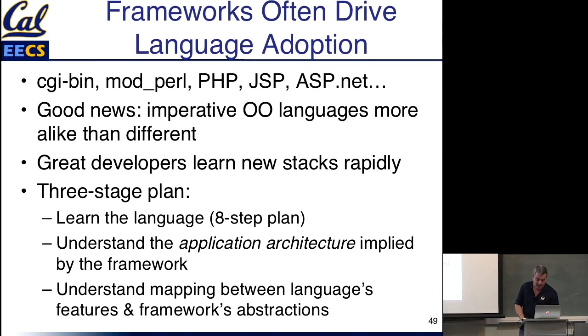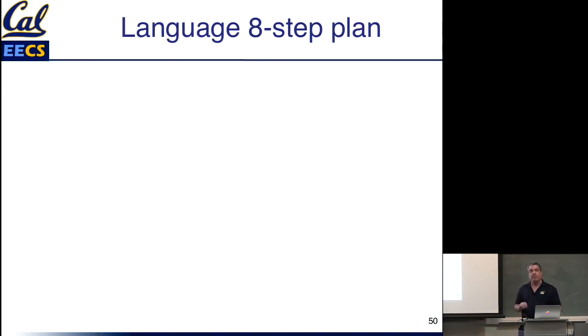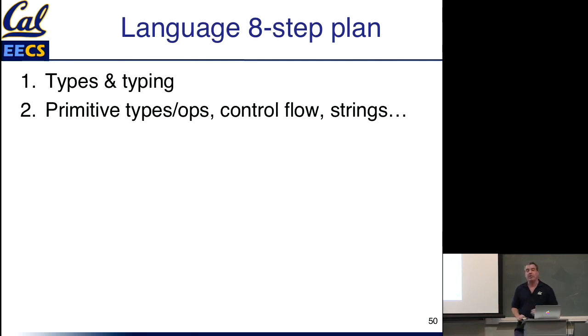So what does that look like? We have an 8-step plan for learning the language. And this is where I'm going to invite you to go read the draft chapter of the brand new, not even yet published 2nd edition book. It's linked from the syllabus. But the 8-step plan is as follows. First of all, how does the language deal with types and typing? Do types matter? How do you specify them? What are the primitive things you can do? How do you do basic stuff like conditionals, loops, transfer of control, things like that?